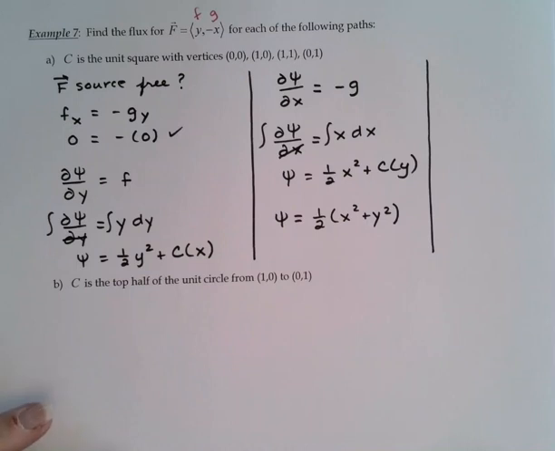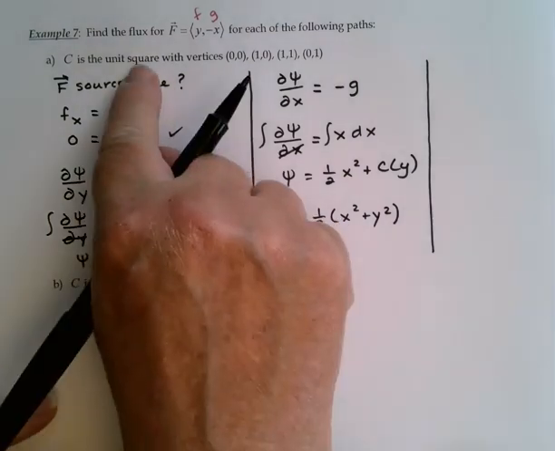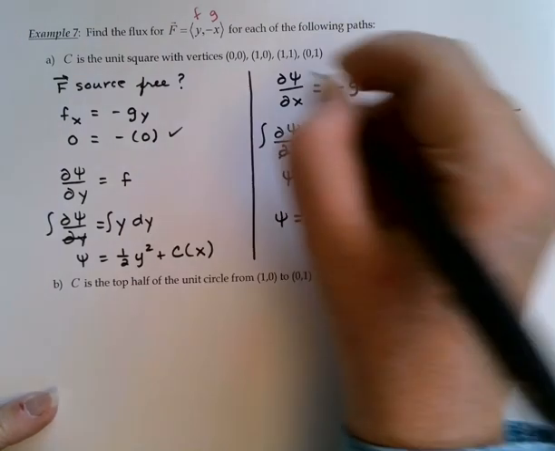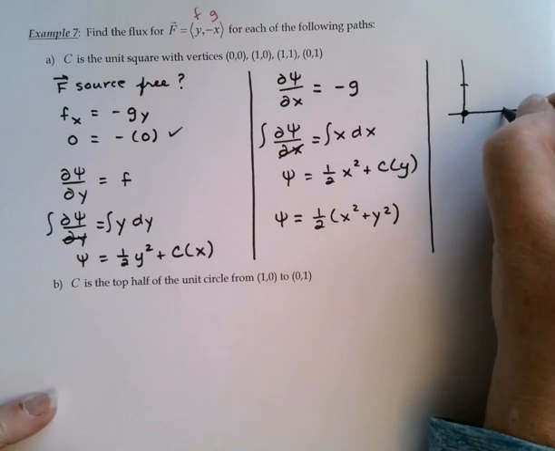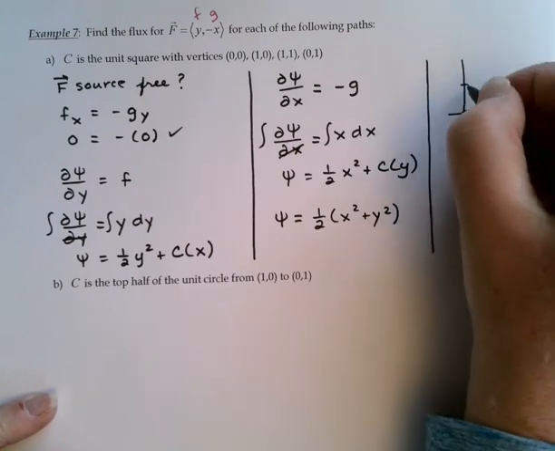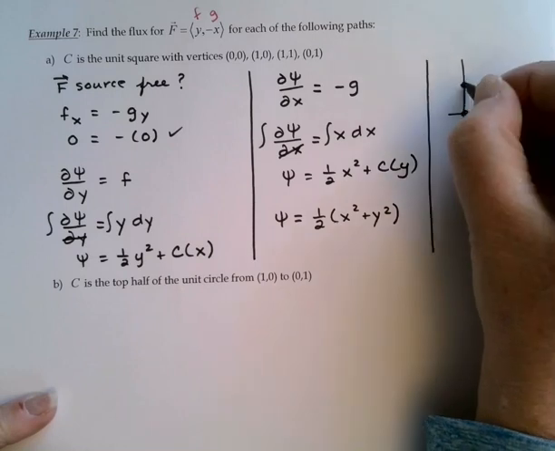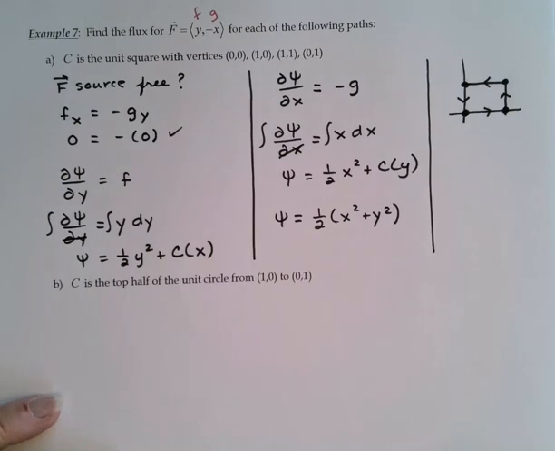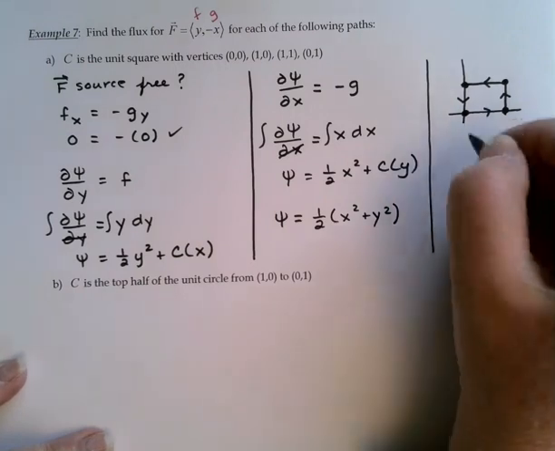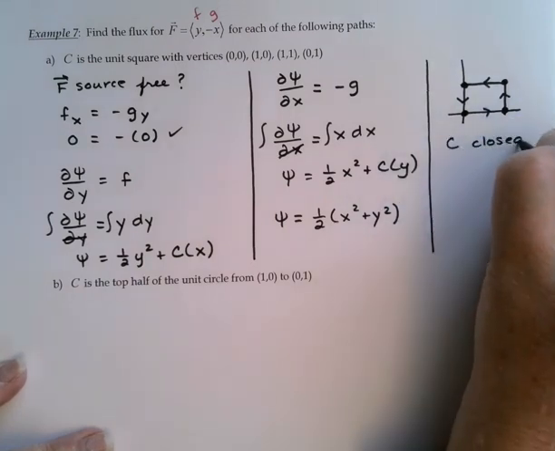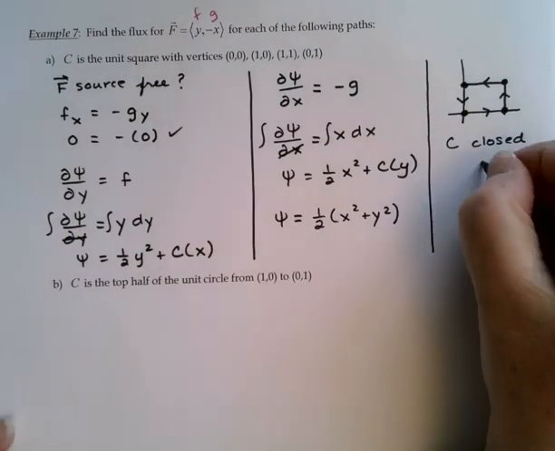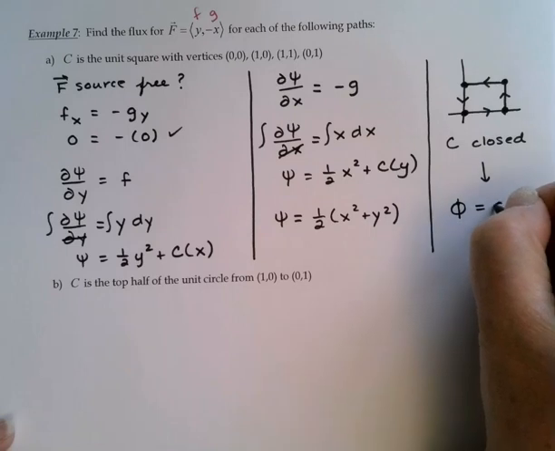All right, so for part A, I wanted to find the flux over the unit square. 0, 0, 1, 0, 1, 1, and 0, 1. And again, we'll assume we're going around counterclockwise since I didn't specify anything else. Well, this one's great because we clearly have a closed path. And since I have a source-free vector field on a closed path, that tells me the flux is 0.